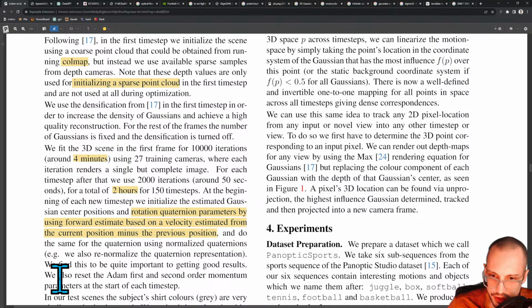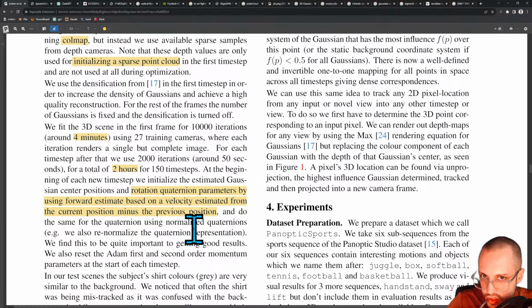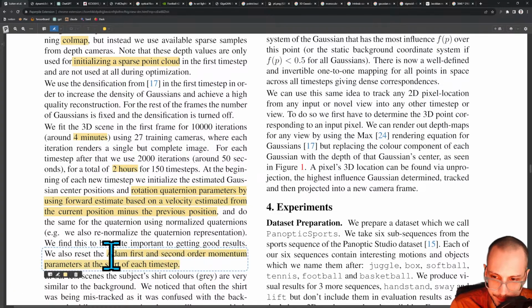Do the same for quaternion using normalized quaternions. We find this to be quite important to getting good results. We also reset the Adam first and second order momentum at the start of each time step. So why is that important?